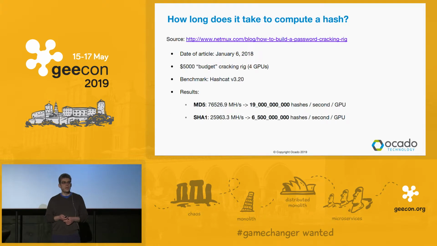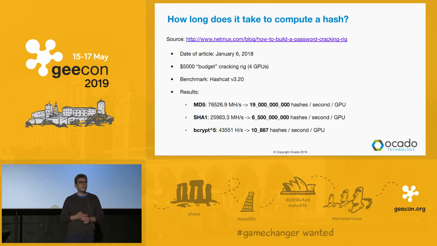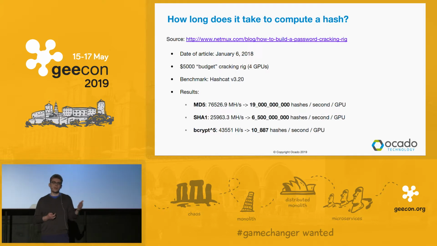a lot of hashes can be computed in a second on one GPU. The most interesting part is one of the slow hashing algorithms, bcrypt. So bcrypt with a cost factor of 5, which is 32 iterations of Blowfish, is not even 11,000 hashes per second. And to be honest, the cost factor of 5 is really low for today's standards. We can go higher, we can go slower. So I think this speaks to people's minds that slow means slow.